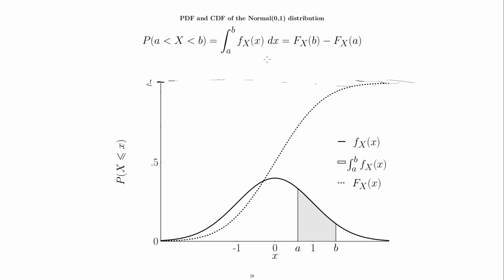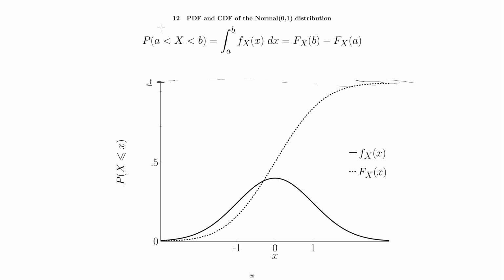So now we're interested in this question here. What is the probability that little a is less than x is less than b? And this is equivalent to these two statements here. The integral from a to b of little f of x dx, and this is also equivalent to capital F of x at b minus capital F of x at a. Right?